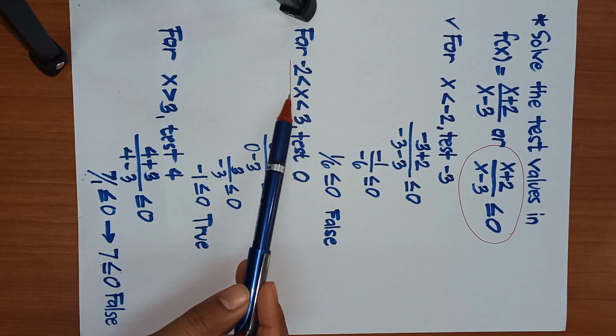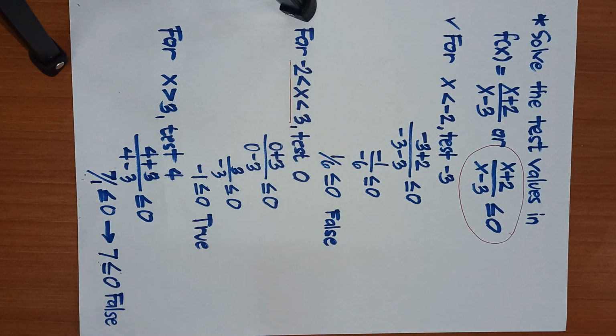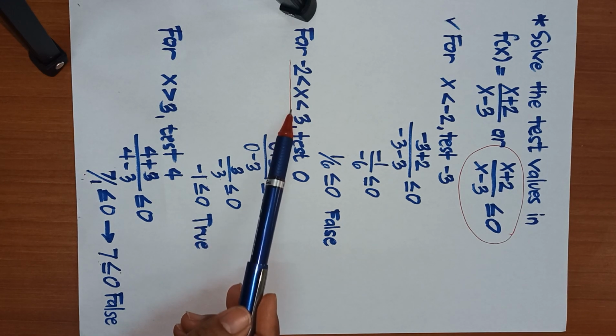The next interval is x < 3 but greater than -2. I'm going to test 0. I may use the other numbers like 1, 2, -1, but I prefer to use 0. So I have (0 + 2)/(0 - 3). I got 2 over -3, which is not 3 over -3. Negative two-thirds is less than or equal to 0, a true statement, meaning this interval is part of the solution.